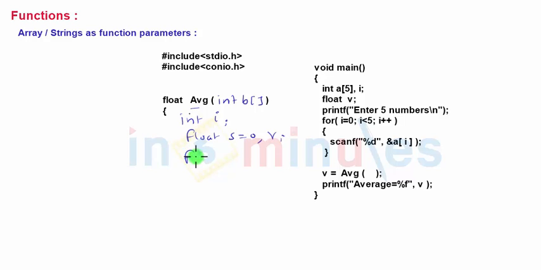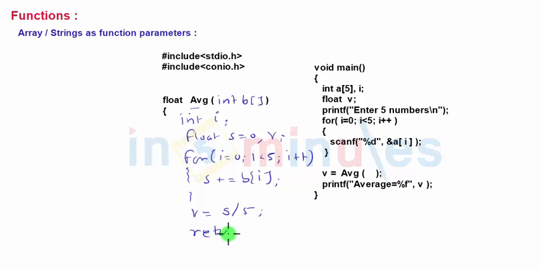Now we'll go through the array to get the sum of the numbers by writing for i equal to 0, i less than 5, i plus plus, sum plus equal to b[i], so it sums b[0], b[1], b[2], b[3] and so on in the loop. After loop terminates, we'll get some value as sum, which will be sum of the numbers. To get the average, we'll let v equal to sum upon 5, that is sum upon total numbers, and then this value of v will return back to main by writing return v.